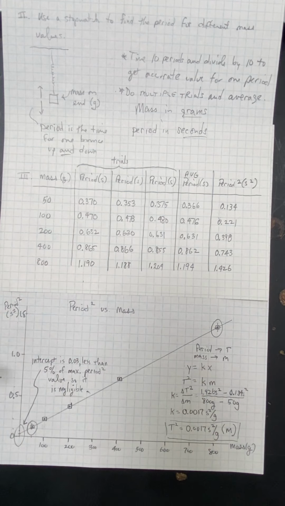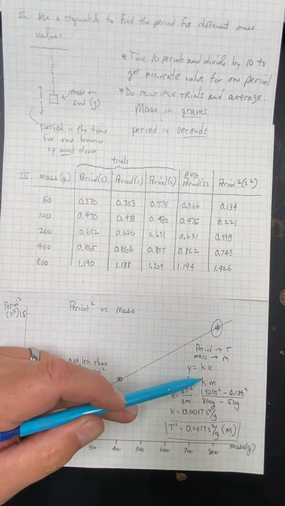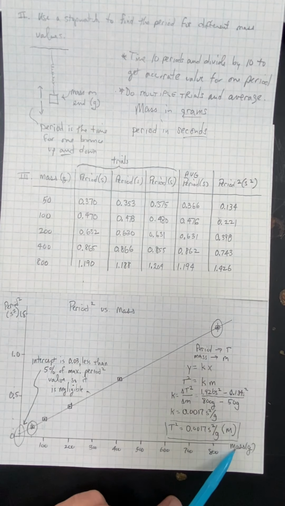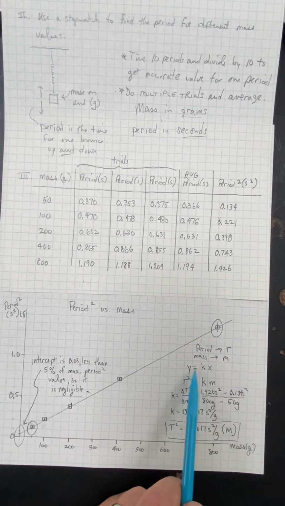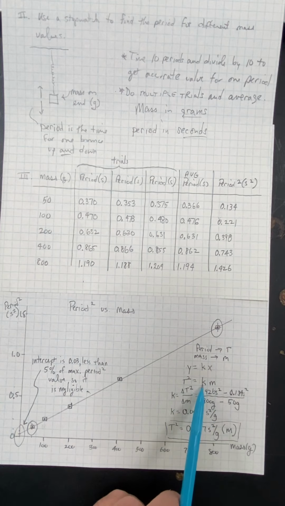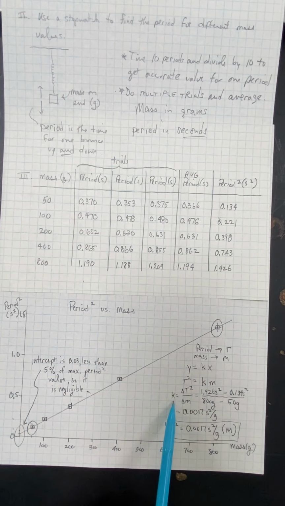K is what we use for the slope. And here's why. Because we often use m for mass. I don't have an x-axis. I have a mass axis. So y equals kx turns into T squared equals kM. Period squared, mass, slope. Got to find the slope.